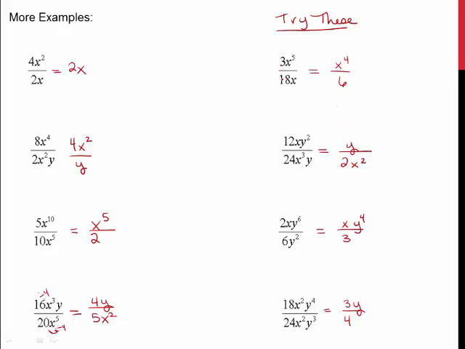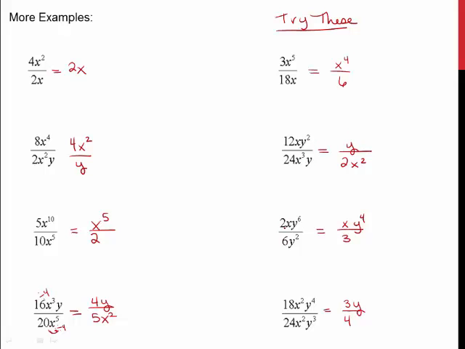Okay, so the 3 and the 18. 18 divides by 3 6 times. 5 minus 1 is 4. 24 divides by 12 2 times. 3 minus 1 is 2 in the denominator. 2 minus 1 is 1 in the numerator.